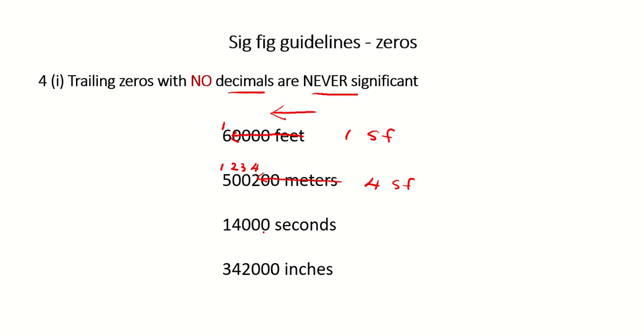Next number. Do you see a decimal point? No. So you can go from right to left, cross through all the zeros until you find the non-zero digit. How many sig figs? 2. Next example. Do you see a decimal point? No. So you can draw the arrow like this, count the number of remaining digits. 1, 2, 3. This is 3 significant figures.